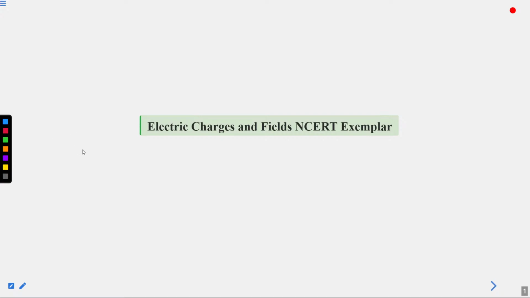Hello students, in today's lecture we are going to solve some questions based on electric charges and fields, and this is NCERT Exemplar.